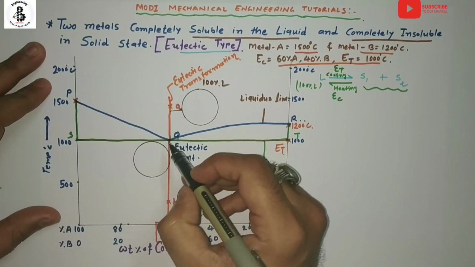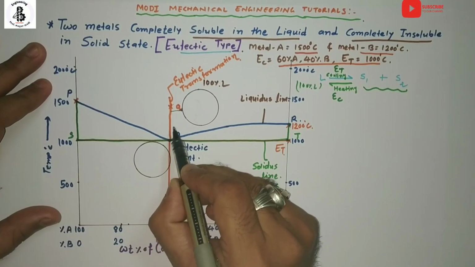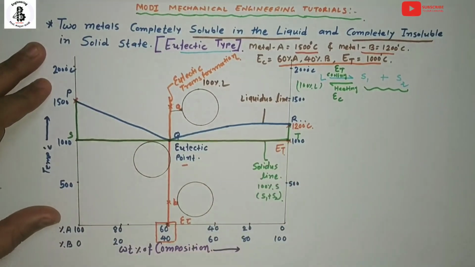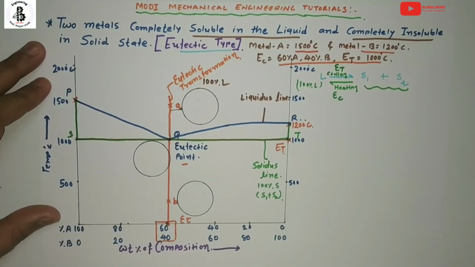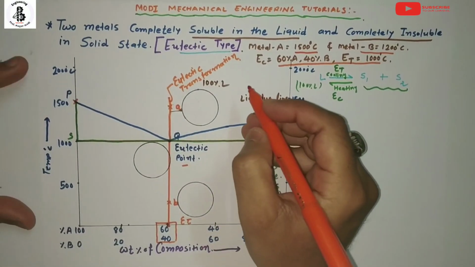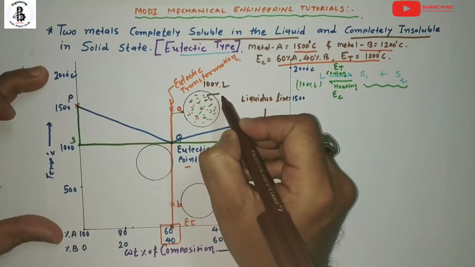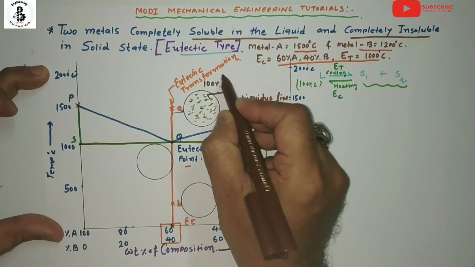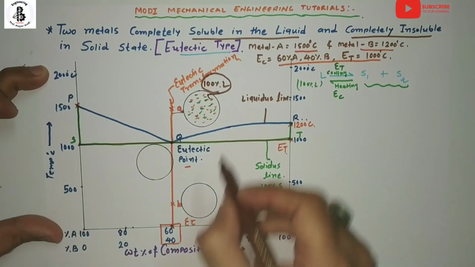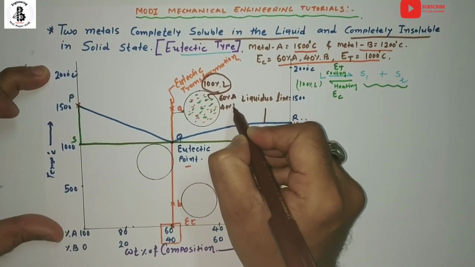So for point A, it is above the eutectic temperature line. So it forms a completely soluble liquid state, or you can say 100% liquid of metal A and metal B. So at point A it is 100% liquid, and it has a composition of around 60% A and 40% B.